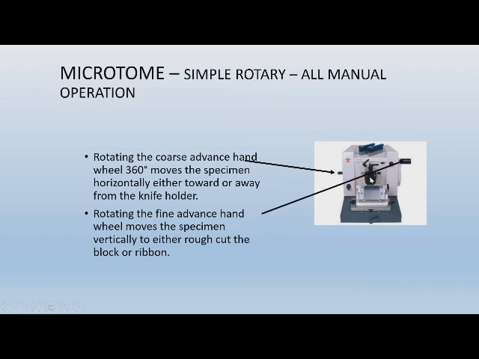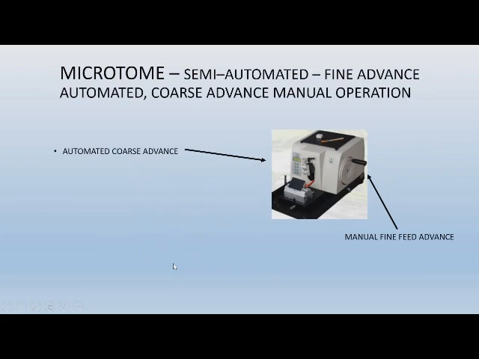One that, of course, advances it toward the blade or away from the blade. If you happen to have an older model instrument, sometimes the blade goes forward and the specimen head stays where it is, and so you would be moving the blade holder back and forth. And then on the right side, we have a fine advance hand wheel that we use when we're either ready to rough cut the block or ribbon.